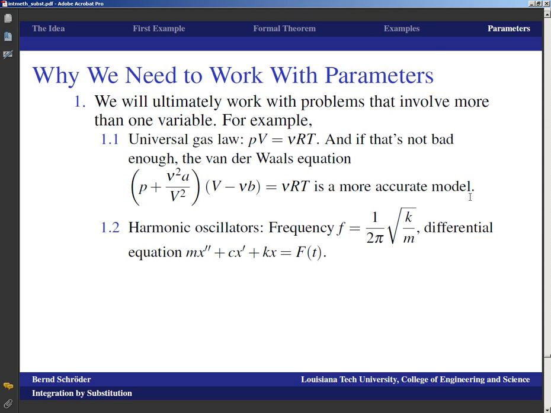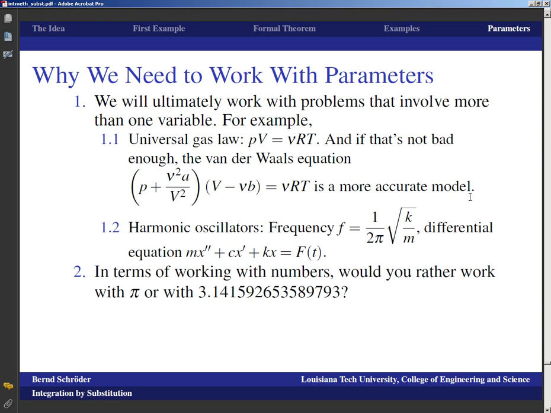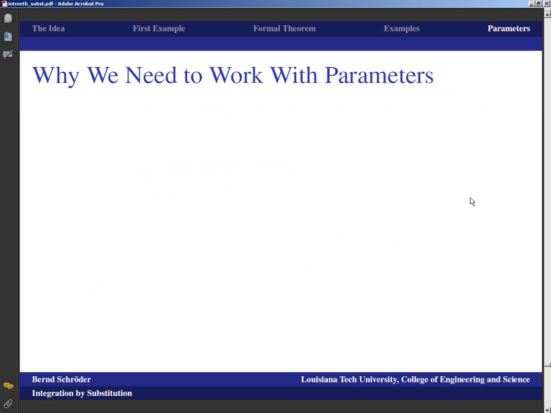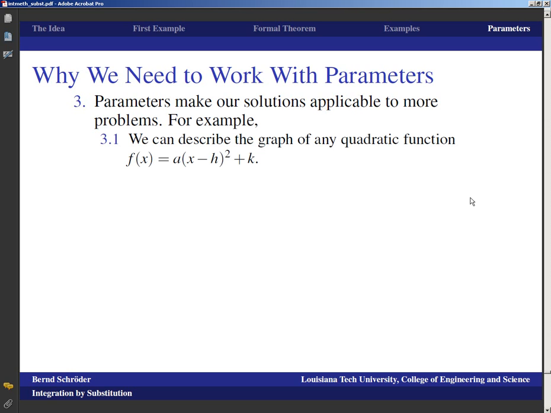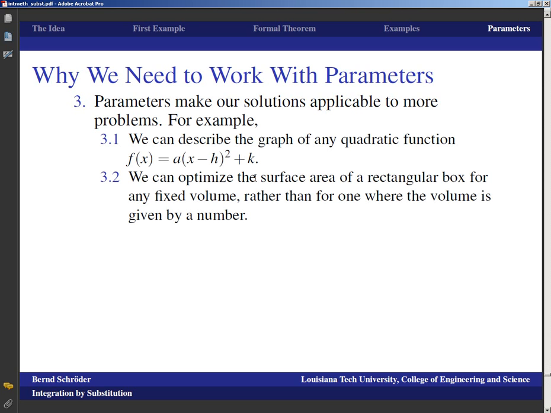As I said before, if those things don't speak to you quite yet, just realize that this is what lies ahead, and we can tackle these formulas better if we're used to working with parameters. In terms of working with numbers, I'd always rather work with pi than with all those digits. And parameters, we've seen that now also in the optimization. We get stuff that's applicable to more problems. And in more elementary terms, the graph of an arbitrary quadratic function is described by this formula.